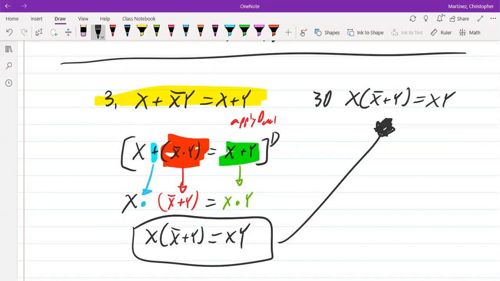All right, so that's how we take a dual property, which would mean, if you were to learn all of your theorems, you only need to learn half of them because you can apply the dual to get the other half.